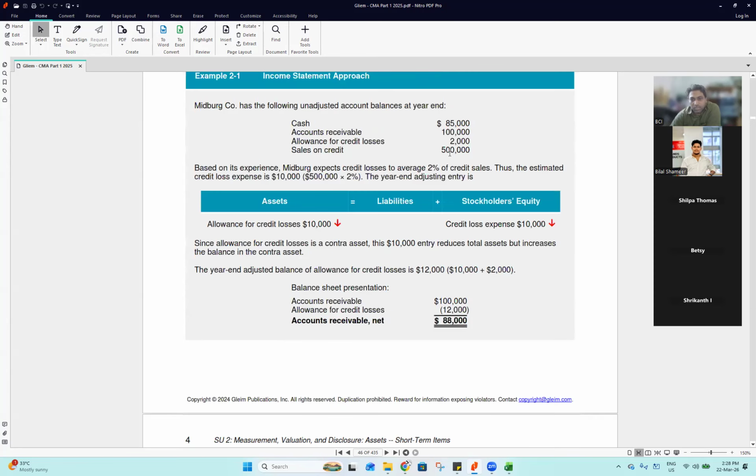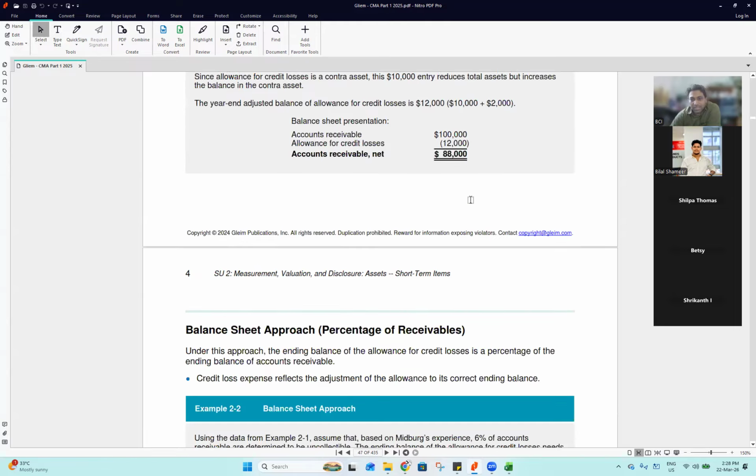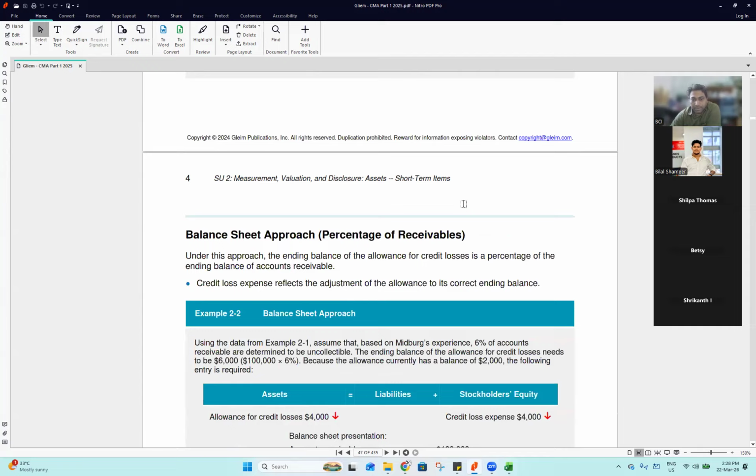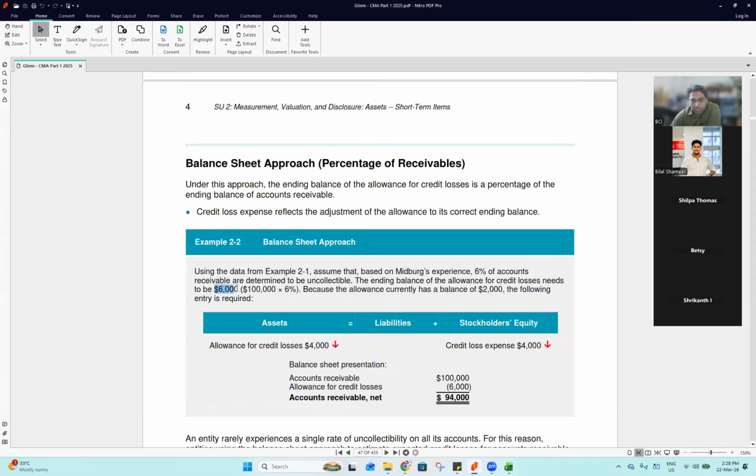So what is the accounts receivable here? 100,000. 6% are expected to be uncollectible. Clear? The total 6,000 should be the closing balance of the credit loss allowance. Clear? So the closing balance should be 6,000.